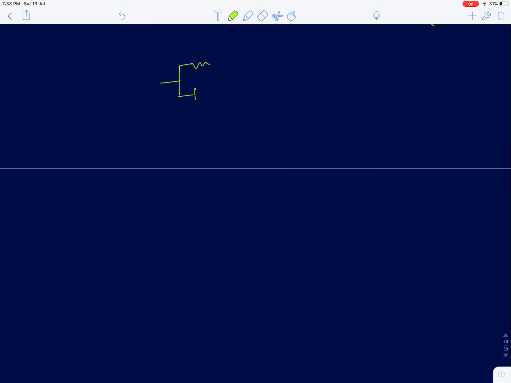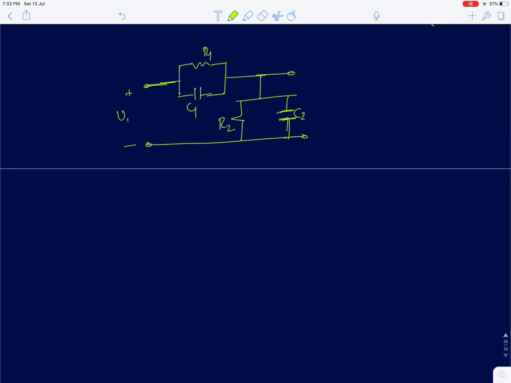So you have R and C. So R1, C1, R2 and C2 connected in series, both are in series, and it forms a potential divider network. Whenever you want to quickly write the transfer function for this circuit, you just need to know the DC gain, the pole and the 0. If you know that, that is sufficient. You don't need to know the high frequency gain.